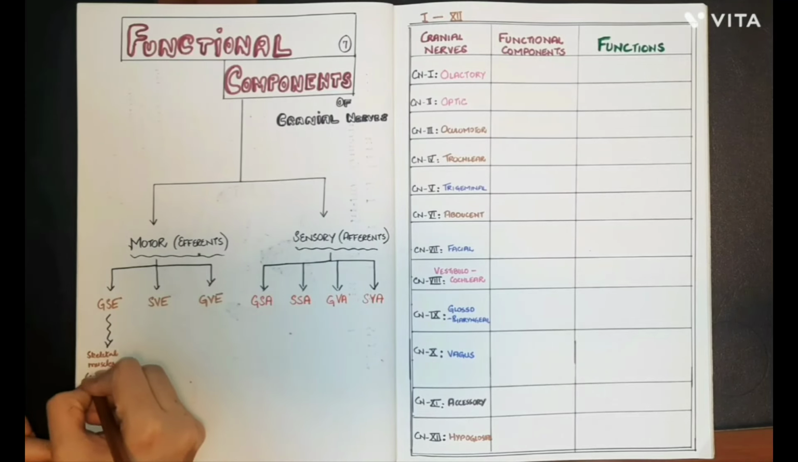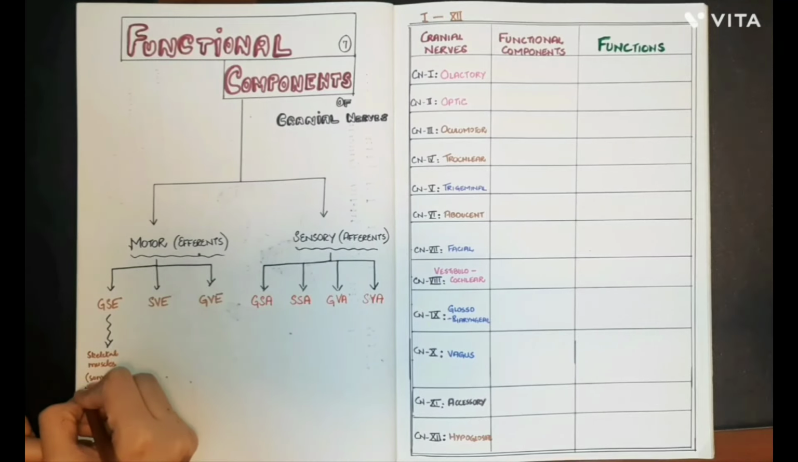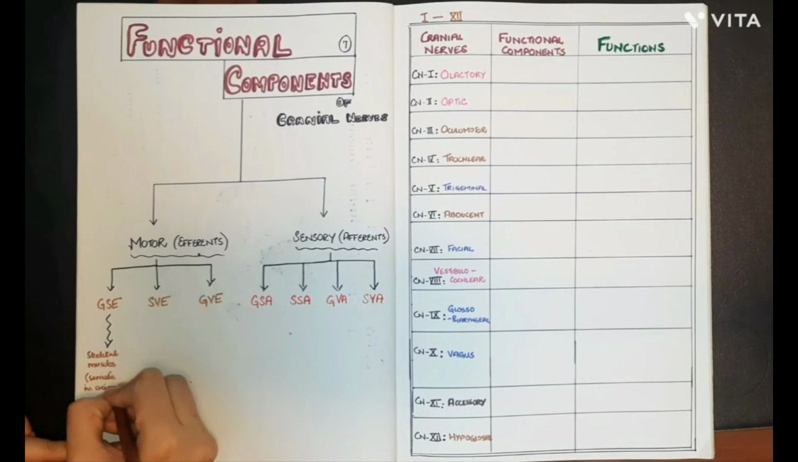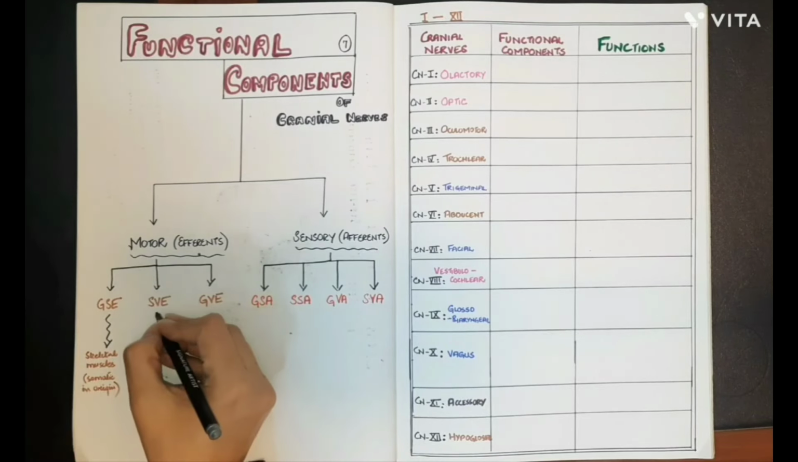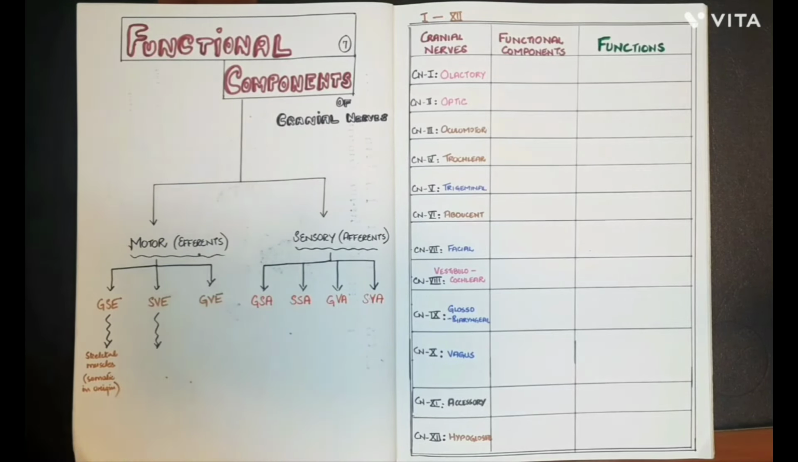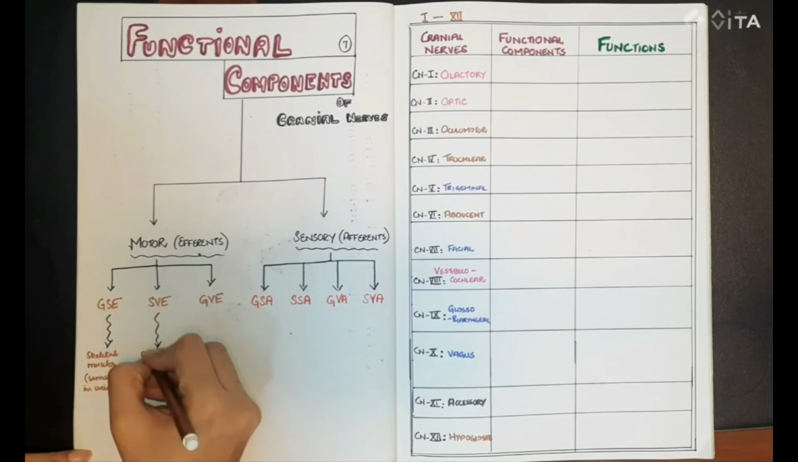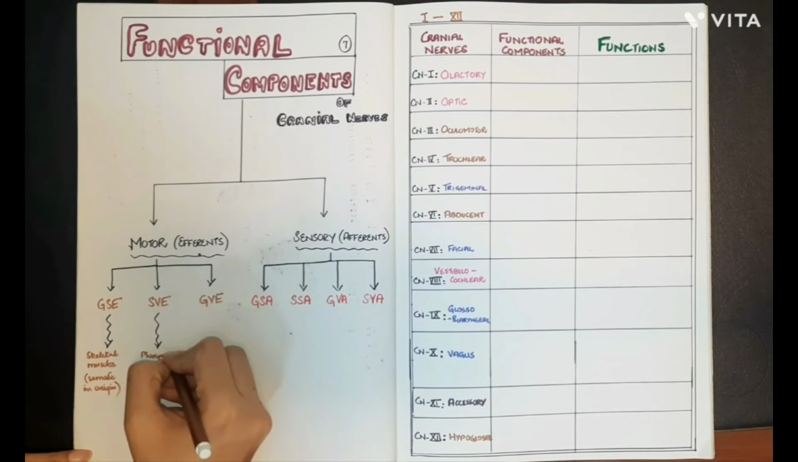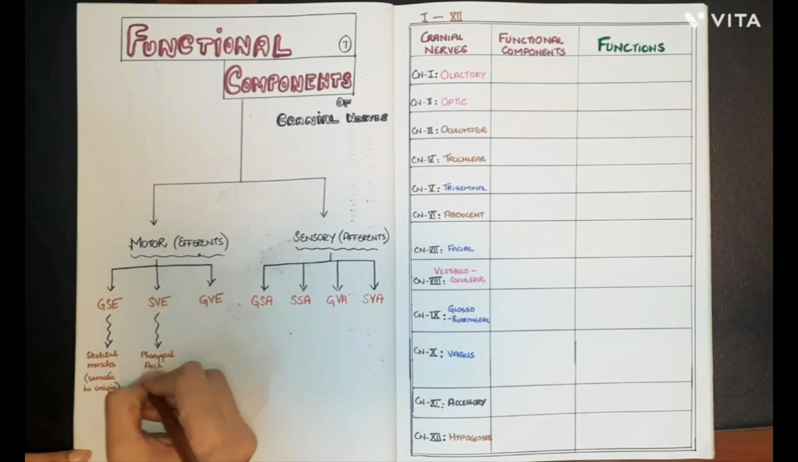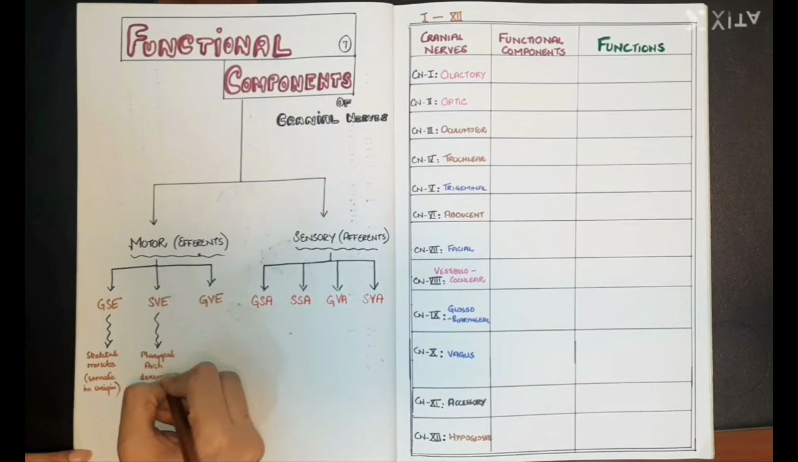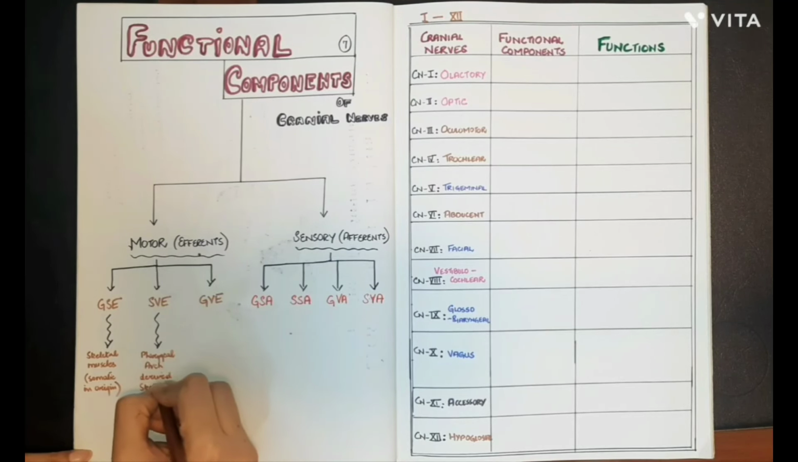Among these, the general somatic efferent component is that component which supplies the skeletal muscles or the striated muscles, somatic in origin. On the other hand, there are some striated muscles which are derived from the pharyngeal arches, and they are supplied by those cranial nerves which have the special visceral efferent type of functional component.